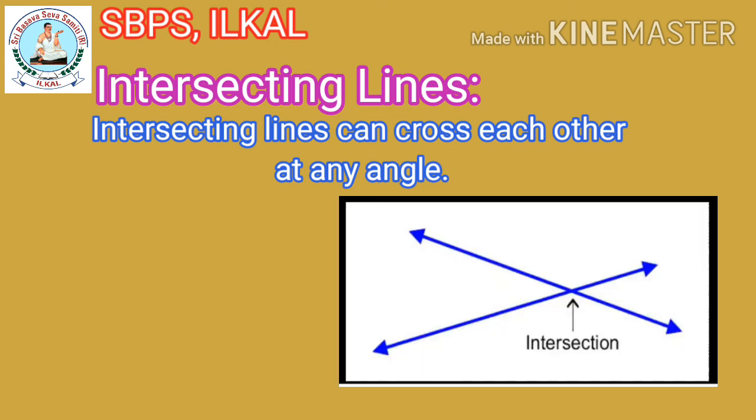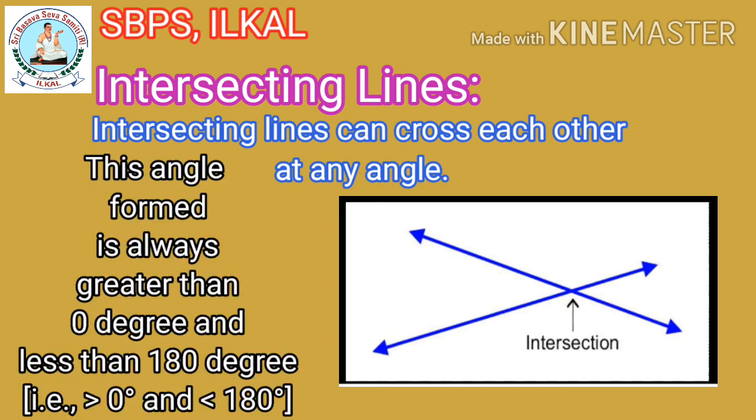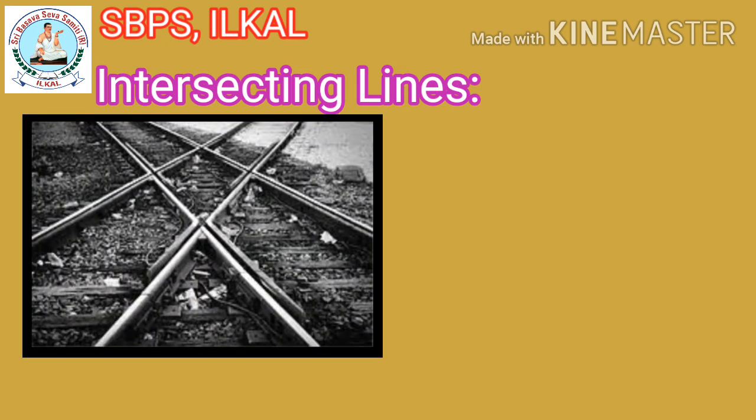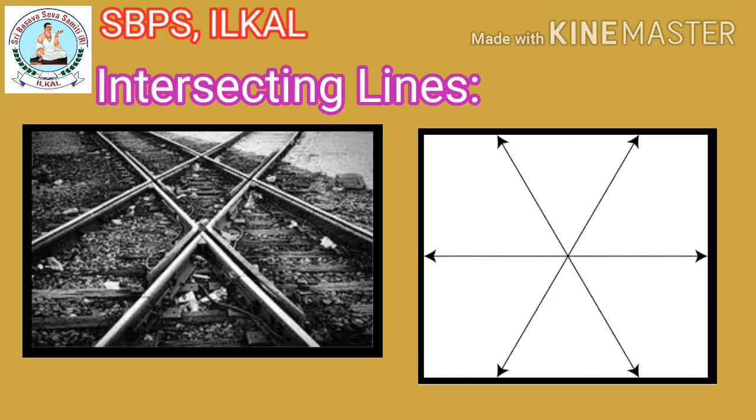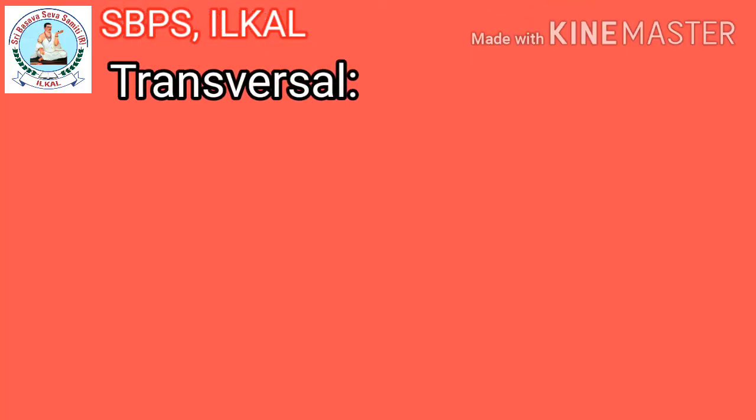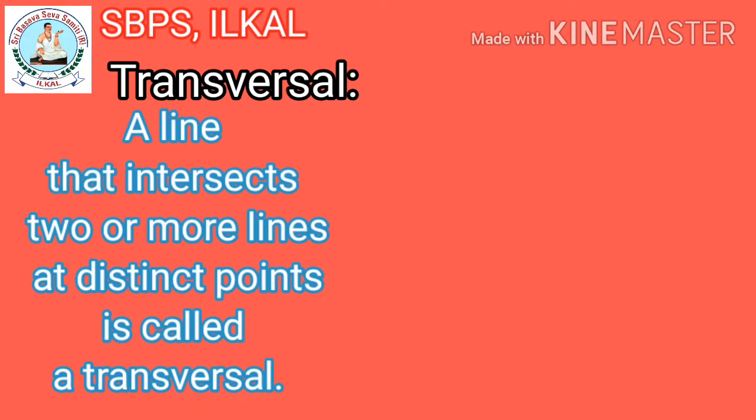Observe the given two lines, children. Those two lines intersect at a point. These two lines we can consider as intersecting lines. This angle formed is always greater than 0 degree and less than 180 degree. Observe these examples, children. These two are examples for intersecting lines. The next word is transversal. A line that intersects two or more lines at distinct points is called a transversal.